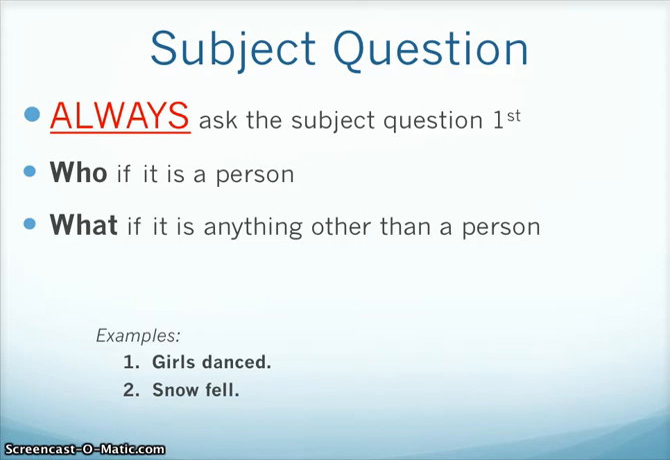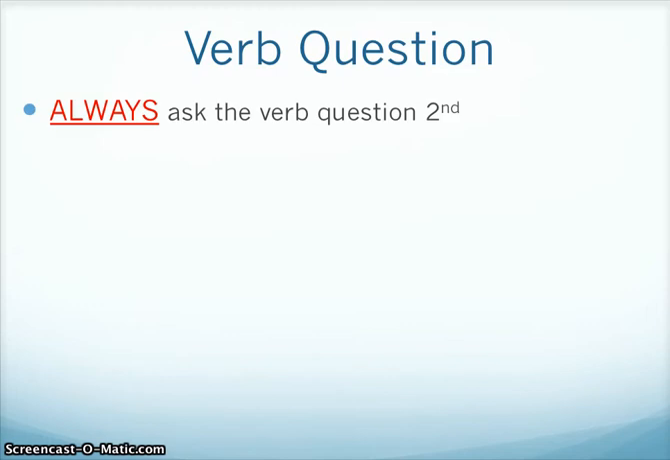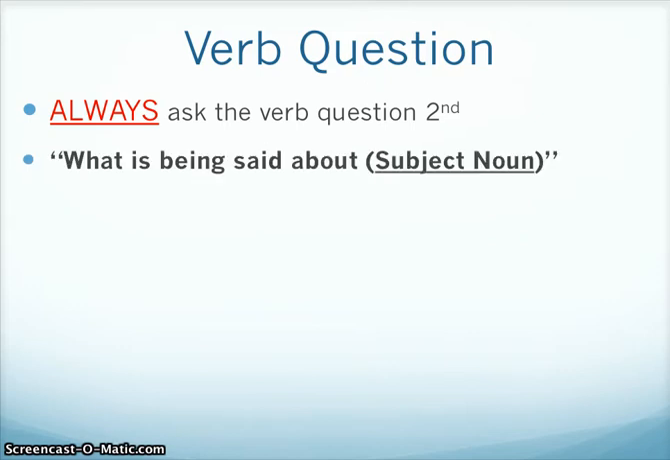Okay, so you always ask the subject question first, no matter what. And then the verb question, you always ask second, no matter what. So you are not asking questions according to the word as they appear in the sentence. You're asking questions in this particular order. Subject question first, verb question second. And the verb question is always asked the exact same way every time. And so I have put that in quotation marks, if you will notice.